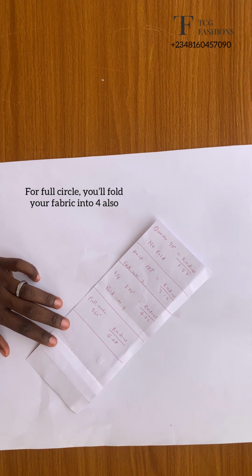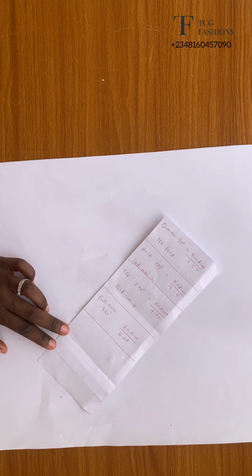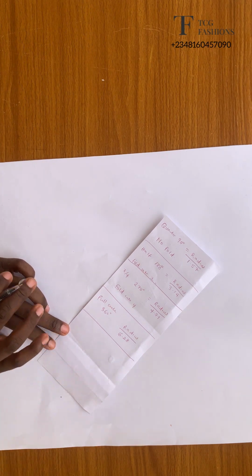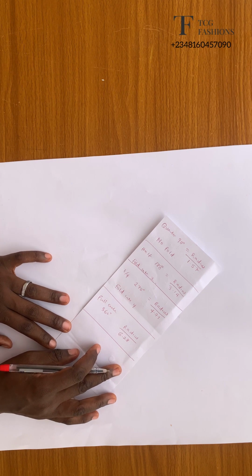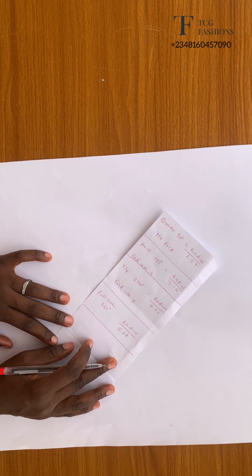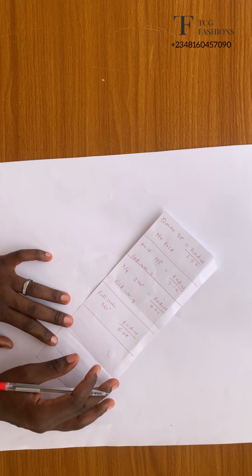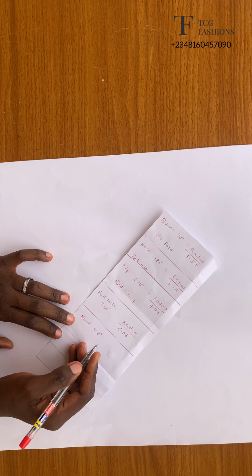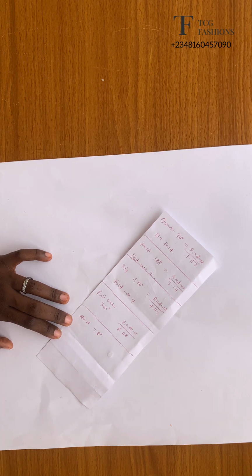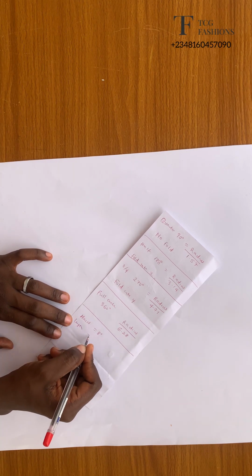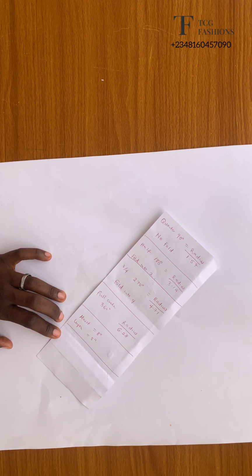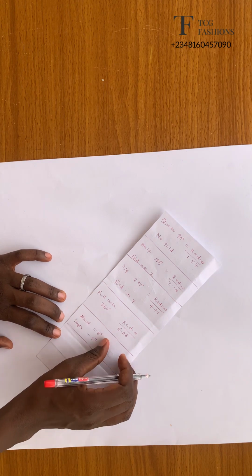I'll be using a very small value, a miniature pattern value for this, so that my camera can capture everything at a glance. But while you are practicing, please use your actual measurements. I'm using a waist of 8 inches. In your own case, your waist can be 28 or 30. Then I'm using a length of 5 inches. Are we together?